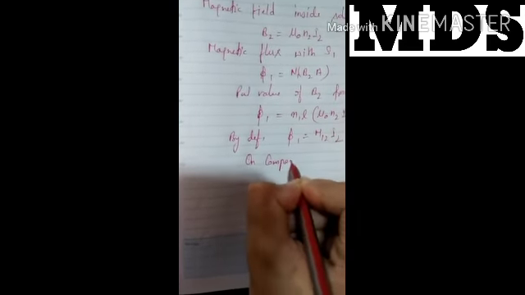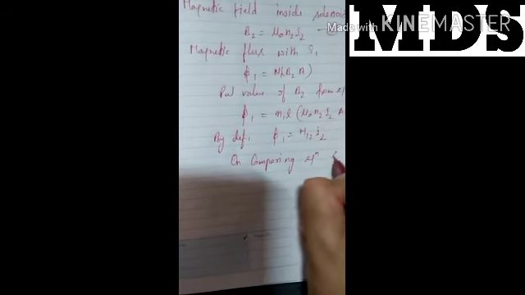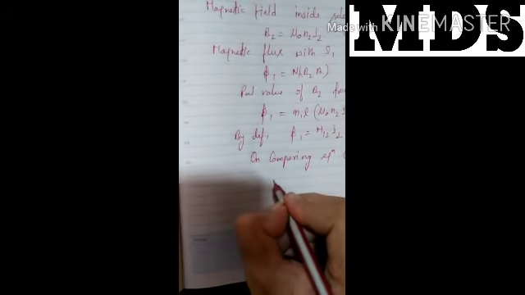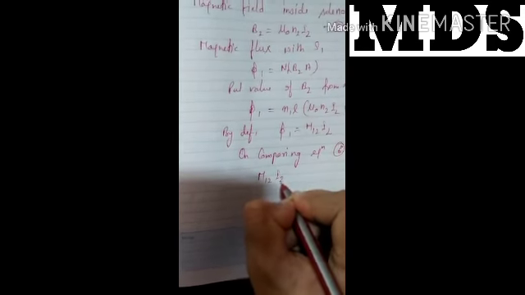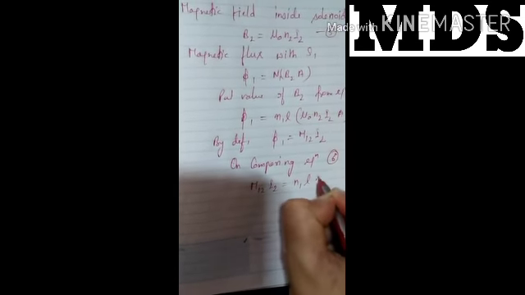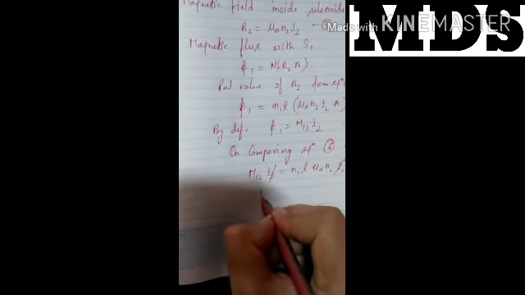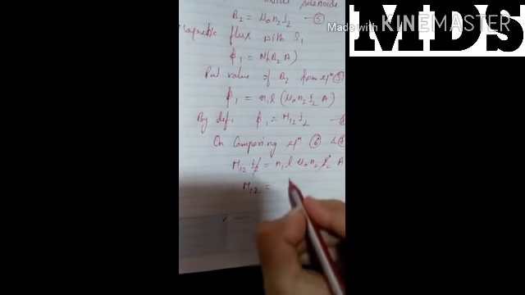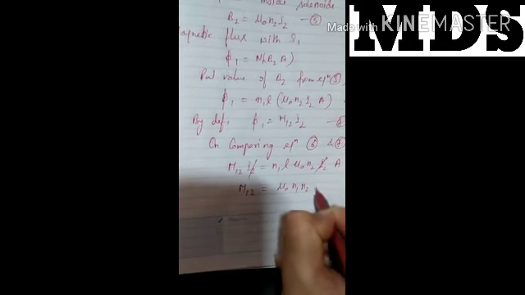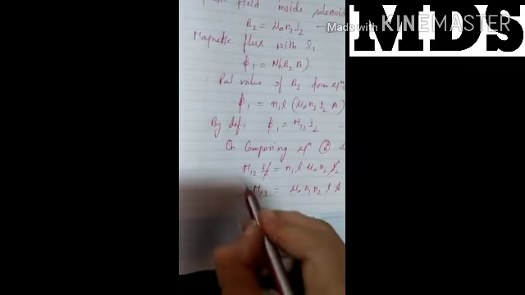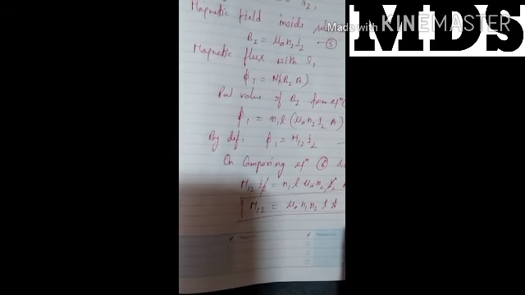Now comparing the 6th and 7th equations, we can write M12 I2 equals N1 L mu naught N2 I2 A. This cancels out with this one. Then we can write the mutual induction of 1 due to 2 as mu naught N1 N2 L A. From this relation, both remain the same.